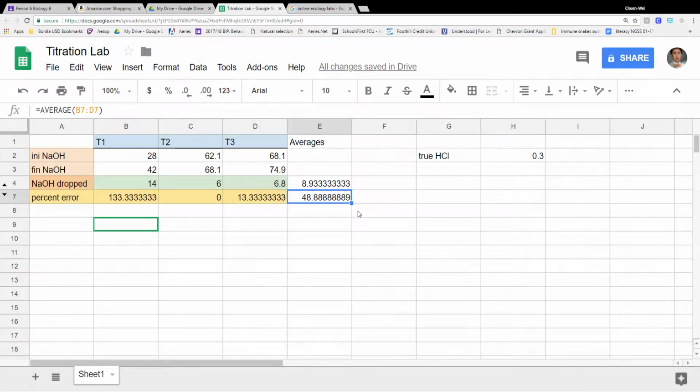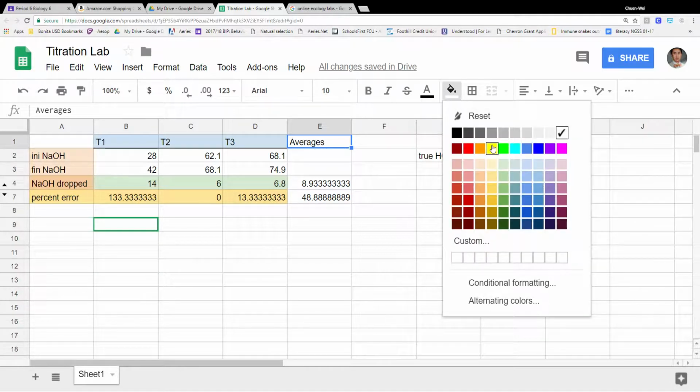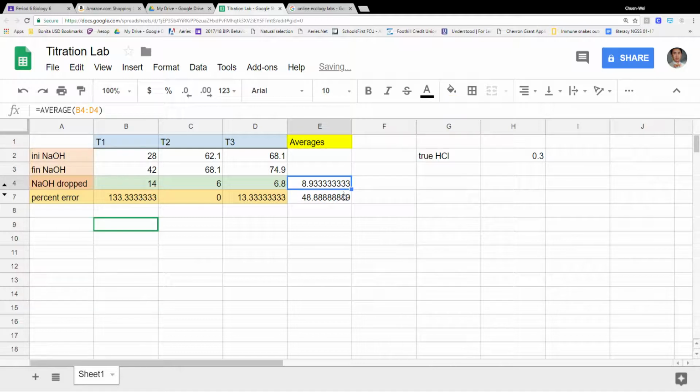Your average percent error, team, is 48%. That's horrible. Feel bad about your life, at least your life in math and chemistry. And then here the NaOH dropped. On average, you dropped around 9 mils. Good. And just for good measure, let's make this look nice. Ooh, yeah, that's right. The yellow.